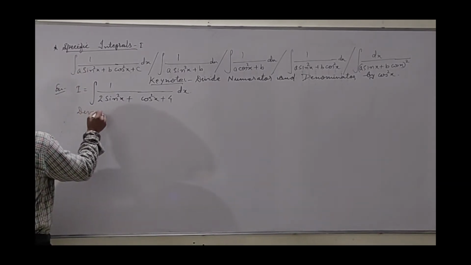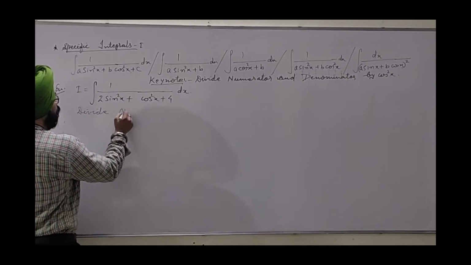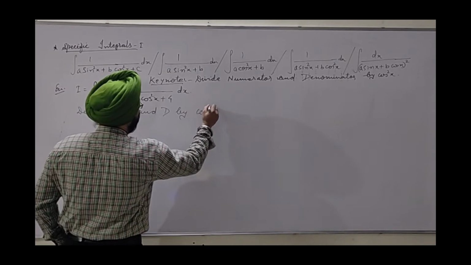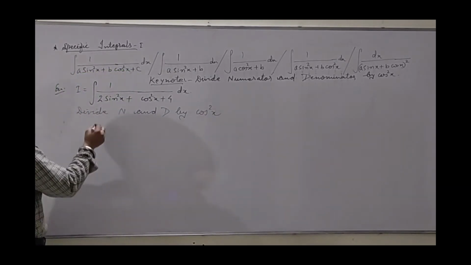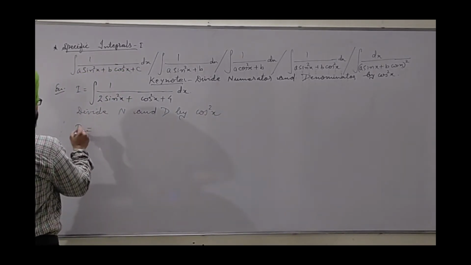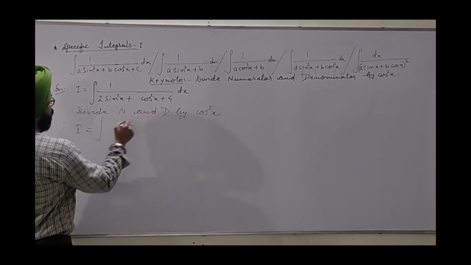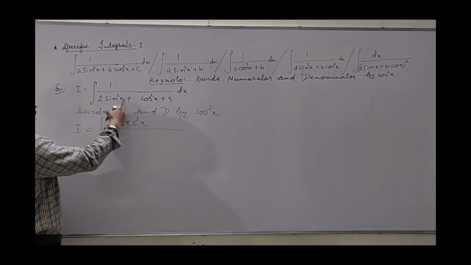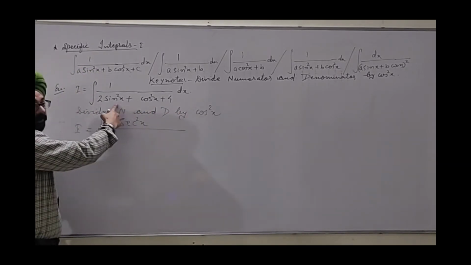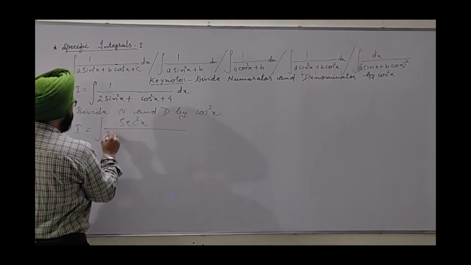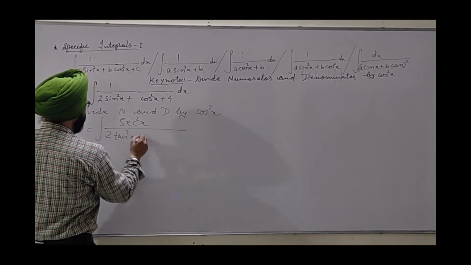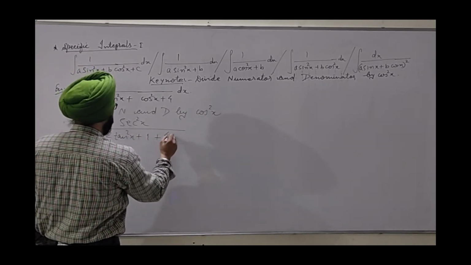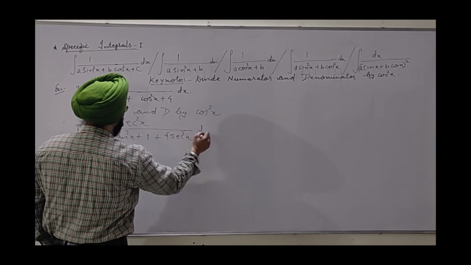First statement I will write: divide numerator and denominator by cos square x. So what will be the change? Here I find 1 upon cos square x, this is sec square x. Sin square x is divided by cos square x, in each term actually cos square x will come in a division. Sin square upon cos square becomes tan square x. Cos square upon cos square turns 1, plus 4 upon cos square x is 4 sec square x, dx.